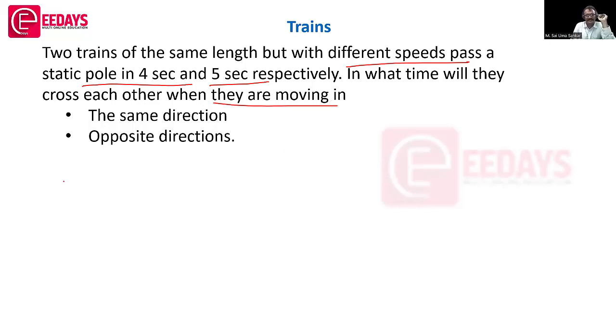See, the train length is equal to, with different speeds, S1 into 4. This is the first equation. L is equal to S2 into 5, and this is the second one. The two trains are the same length, so L equals L. One crosses in 4 seconds and the other crosses in 5 seconds. They ask in what time will they cross each other, so we need to know the train speeds.